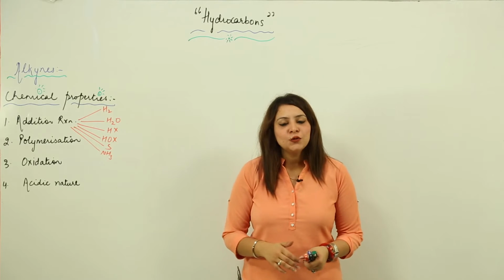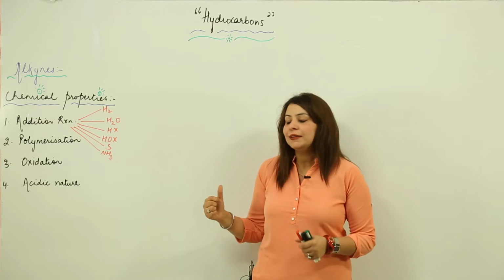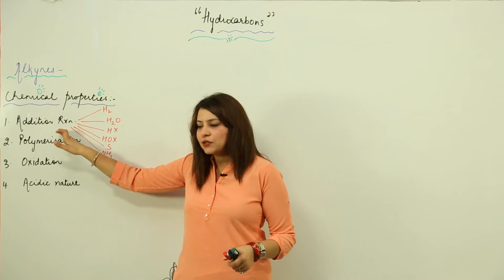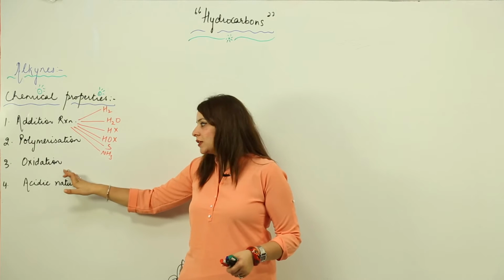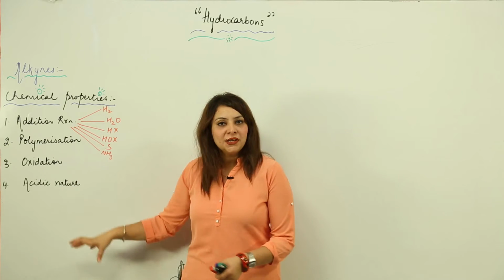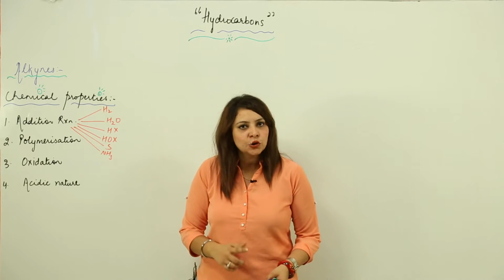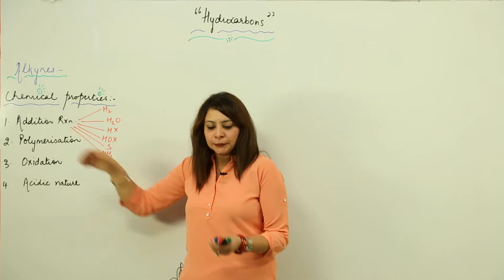Now we are going to start with the chemical properties of the alkynes. I have a few properties for you, so just look at the board. These are the addition reaction, polymerization, oxidation and acidic nature. I am going to prove all those properties in front of you by taking a few examples. We will start with the first reaction, that is the addition reaction, right.